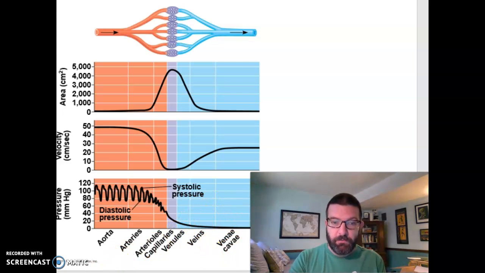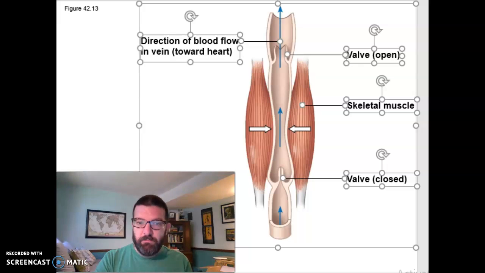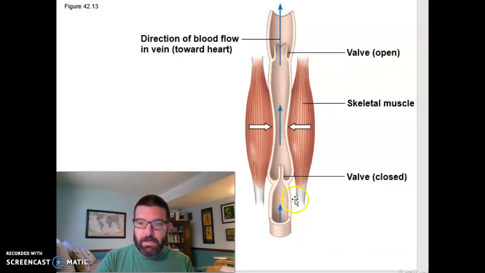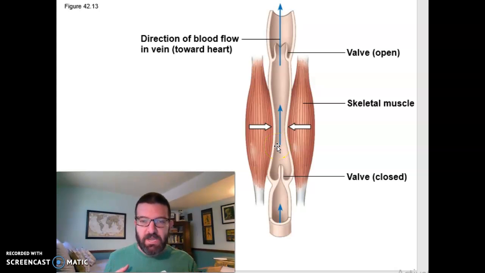The pressure is almost gone. Additionally, because of this lack of pressure, your veins have to have valves. And the valves are little pieces of tissue that prevent backflow. So once blood squirts through here, it's very easy to move this way through a valve, but then blood falls back down, fills up these sides, pushes the valve back together, and it can't go back. So valves prevent backflow. And this is important.